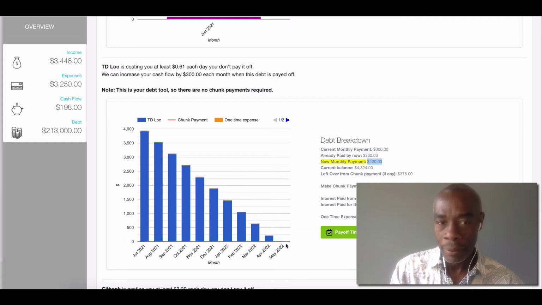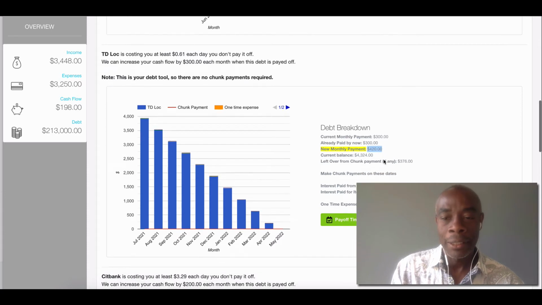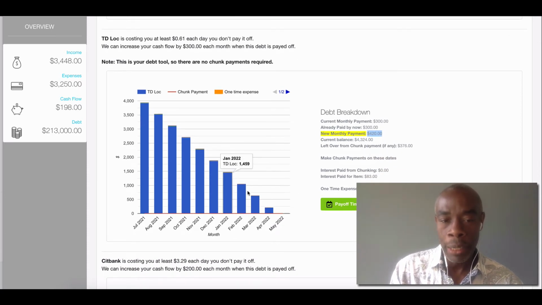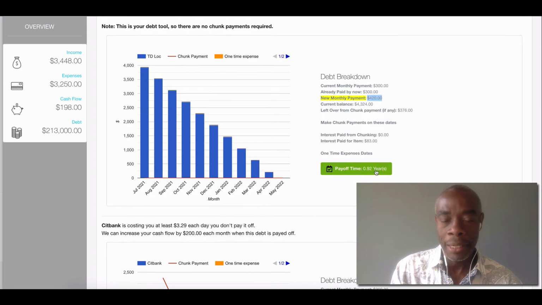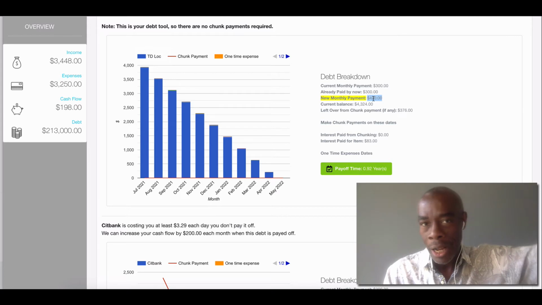And by next year, based on this $198 cash flow that you started with and your extra $420 payment, combine those, and you will be able to pay this off in about a year, 0.9 months. So you're going to go from July to April. No extra payments, no chunk payments. You just have more cash flow now. You keep paying this new monthly payment because you're no longer paying Amex Platinum, because that debt is paid off. It's clean. It's done.